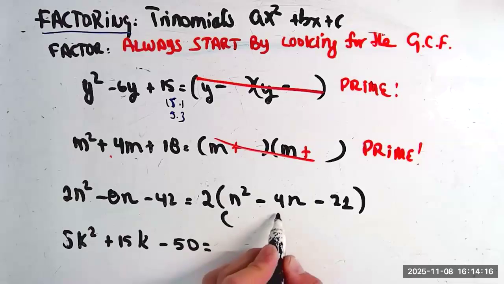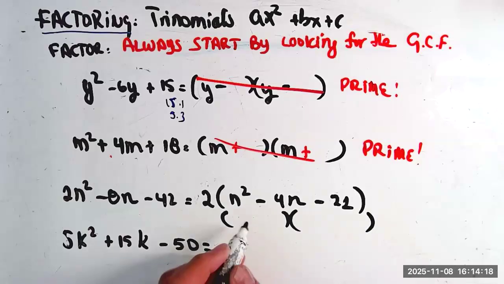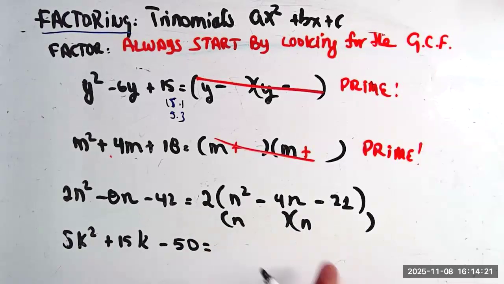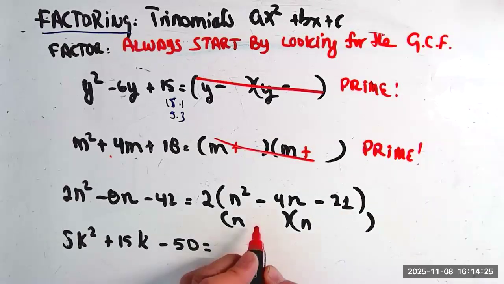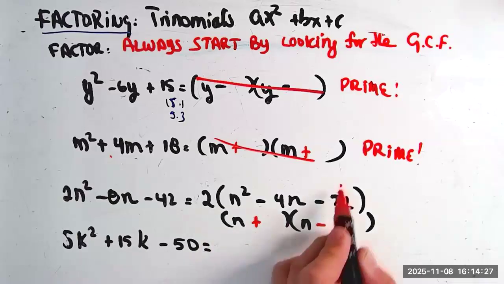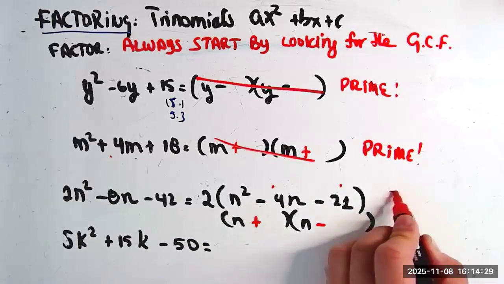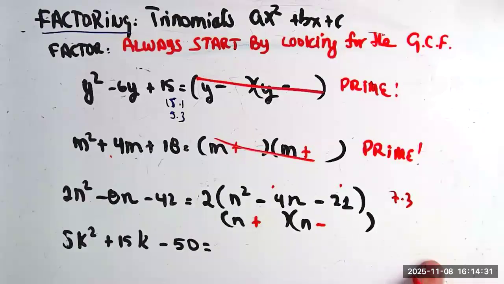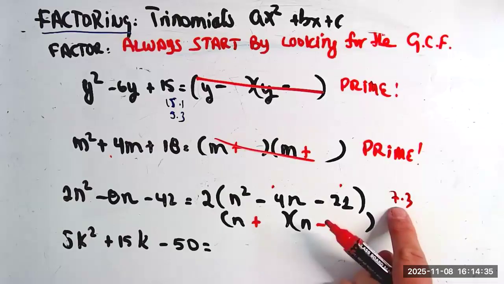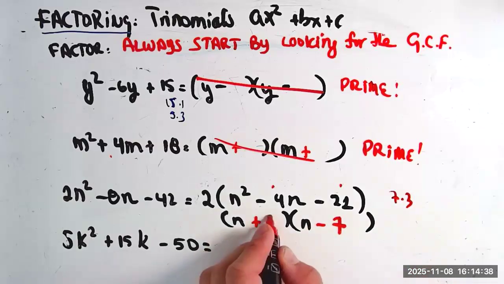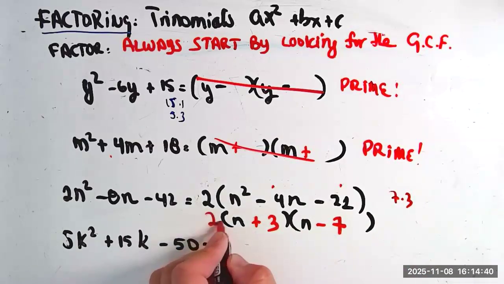Now back to basics. So here, what do I have? n. 21 is negative. Therefore, these 2 signs have to be different. Factors of 21 that give me 4. Well, 7 times 3 is 21. 7 minus 3 is 4. Notice that since 4 is negative, I need the 7 to be the negative, 3 the positive, and don't forget the 2.